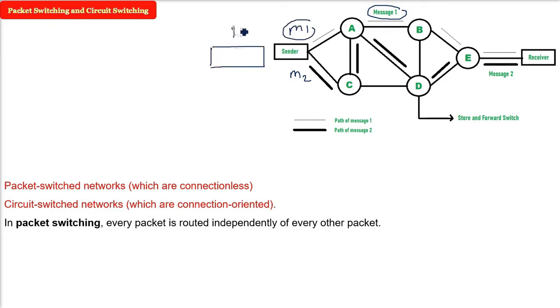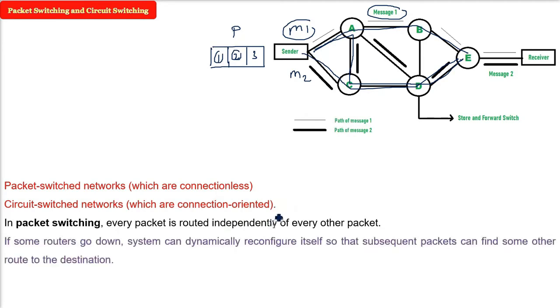Let us assume this message is a packet. Now this packet size is, say, 4,000, and we divide it into three parts. The first part can take this path, the other one can be routed through this path, and the other one can again take a different path. So every packet is routed, route meaning the path it takes, independent of every other packet. I'm not saying these three cannot take a single path; they can also take a single path.